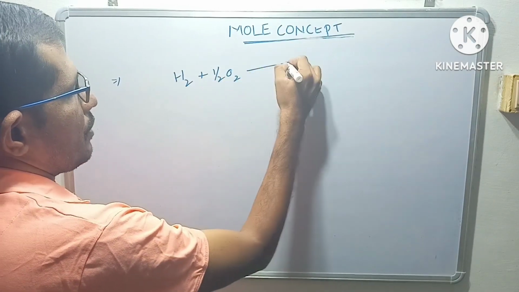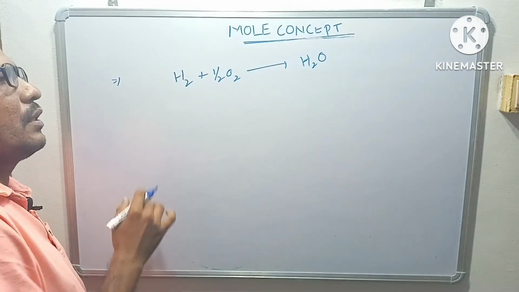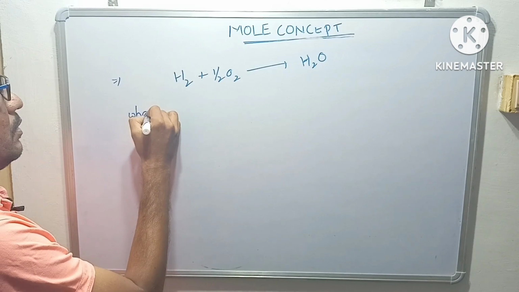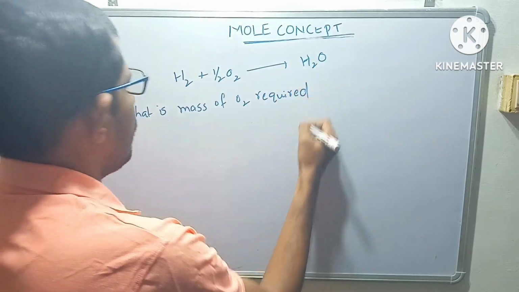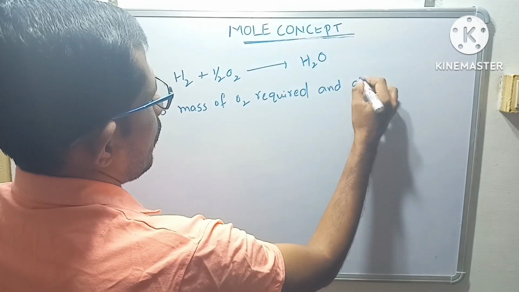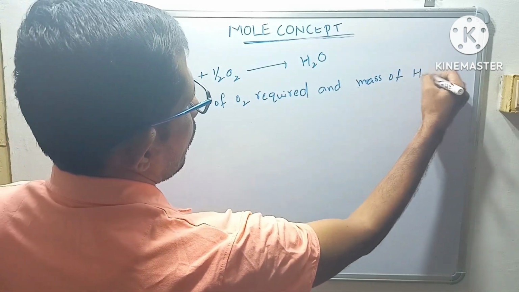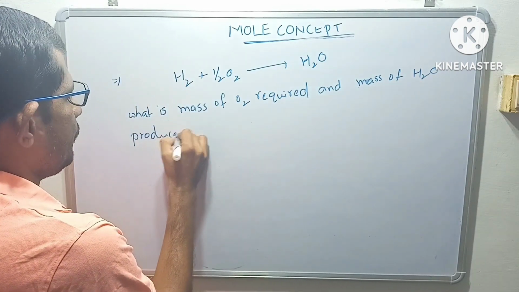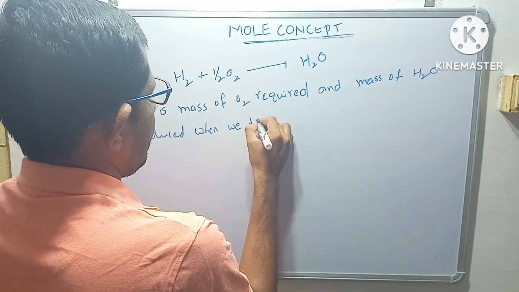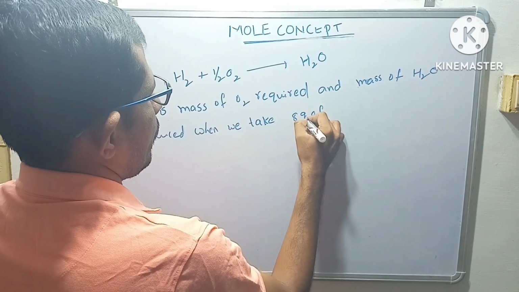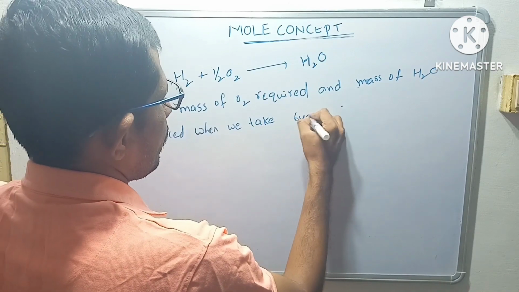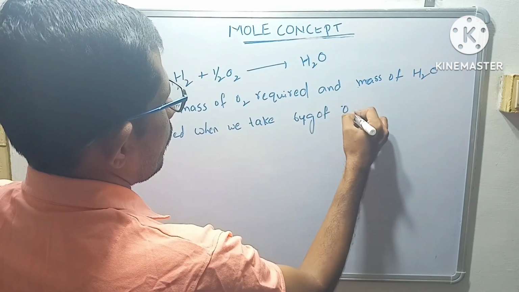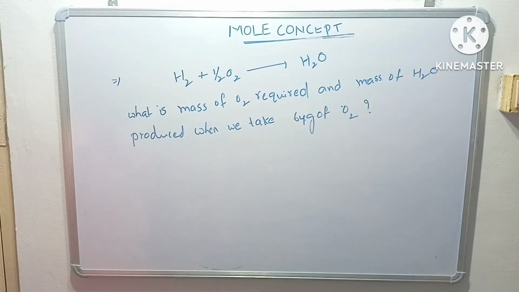H2 plus half O2 gives rise to H2O. Suppose the question is given like this: what is the mass of O2 required, and the mass of H2O produced, when we take 64 grams of oxygen? 64 grams of oxygen.